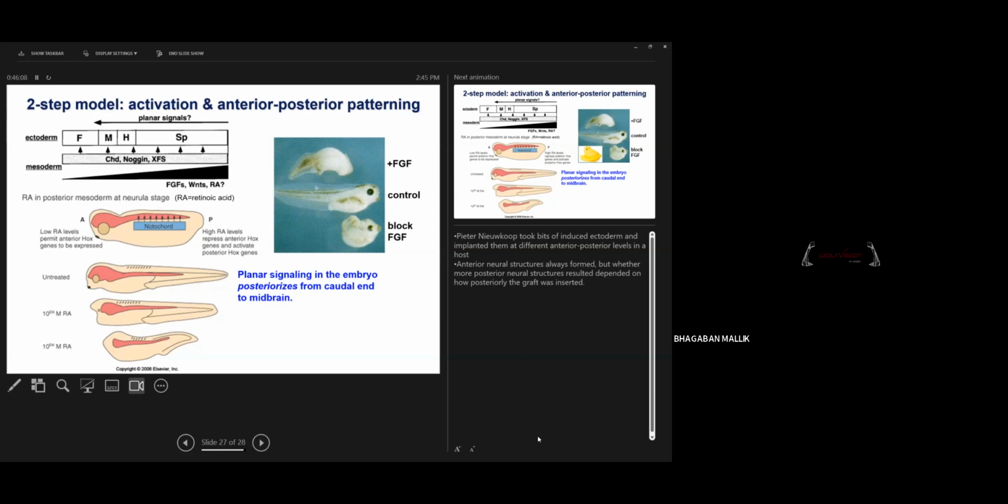So the take home message is that anterior posterior patterning is defined by the action of two distinct signals. One is the planar signal and the other is the radial signal. The radial signals are chordin, noggin, and follistatin, and the planar signals are Wnt, fibroblast growth factor, or retinoic acid. By the action of these two signals, they define the nervous system. They generate the nervous system in the animal. So this can be summarized in the last slide.